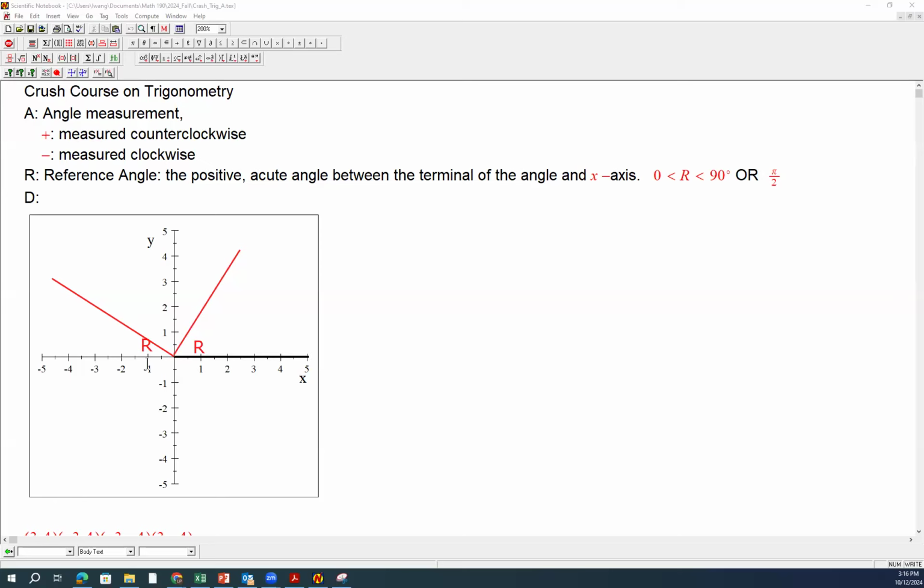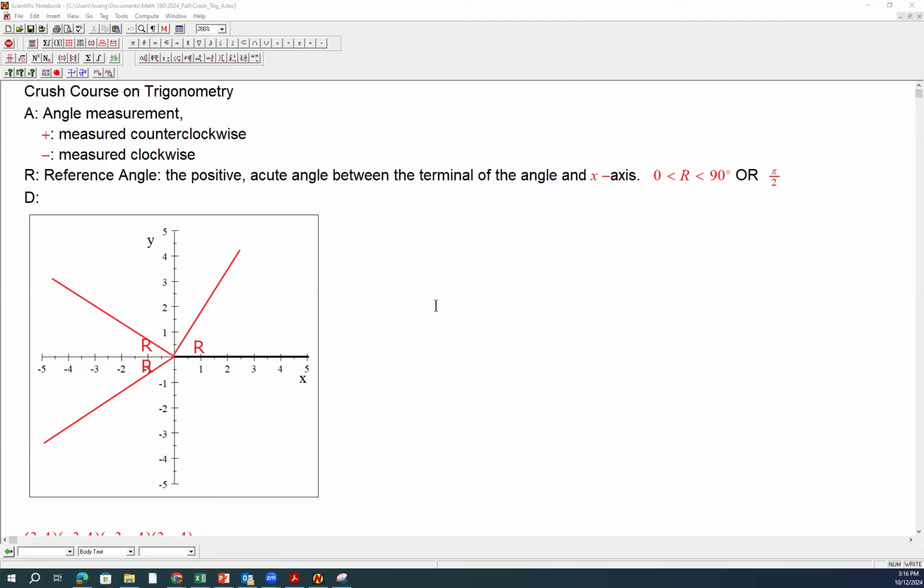Would be this angle. And that will be the reference angle. So we're going to take the positive value. Then you say, what if I measured that terminated in the third quadrant? In the third quadrant, that reference angle will be here, between the terminal and the x-axis, and we choose the positive value, between 0 and 90 degrees, or between 0 and pi over 2.